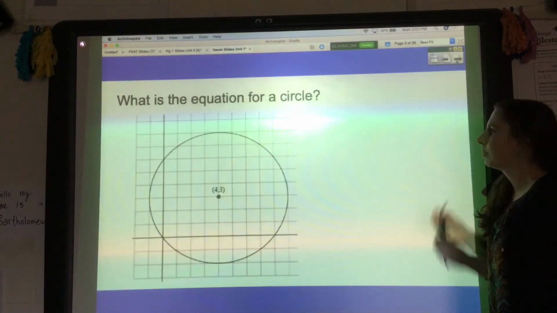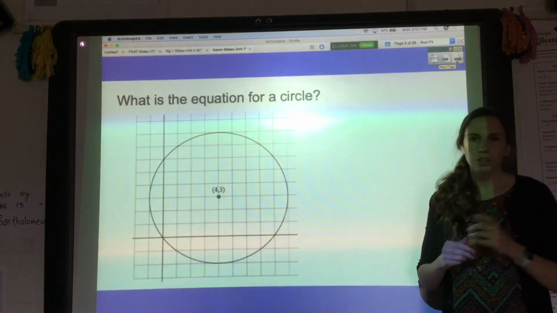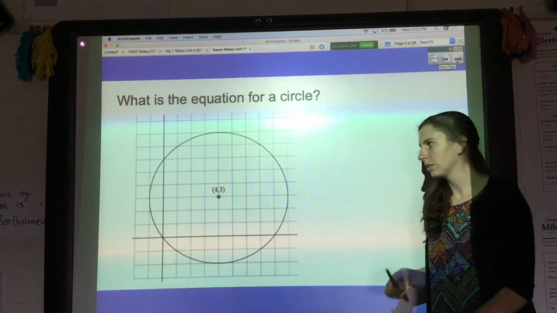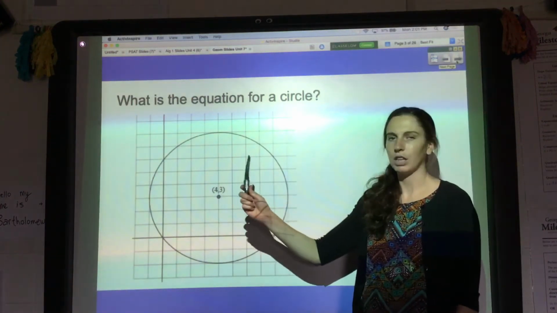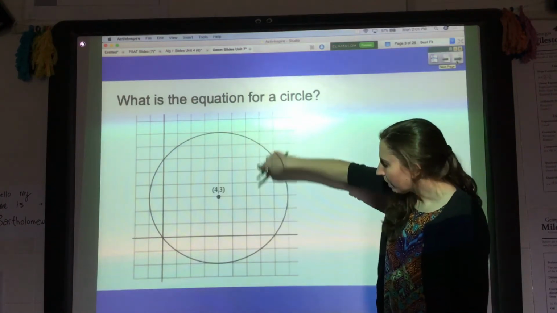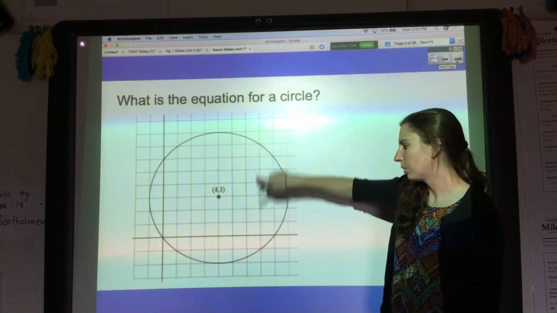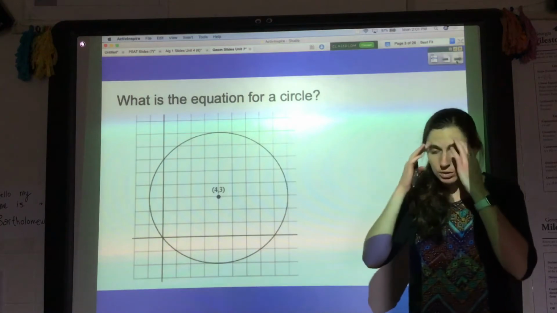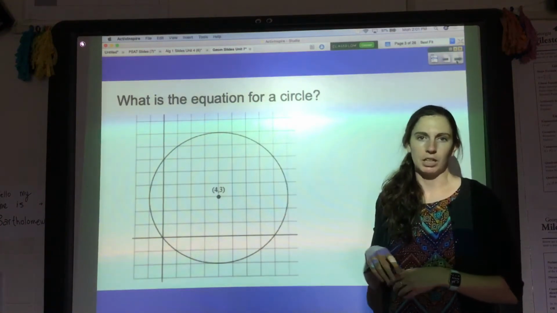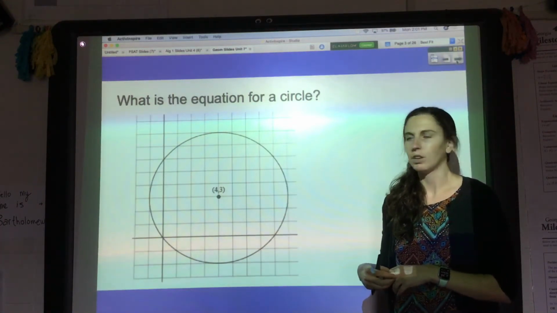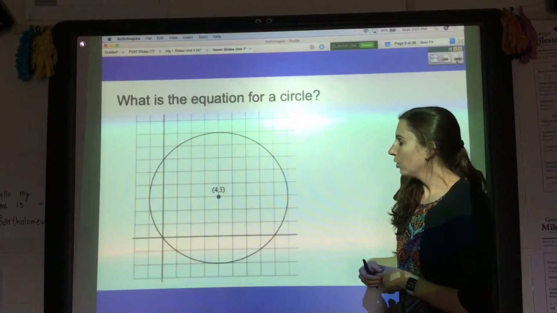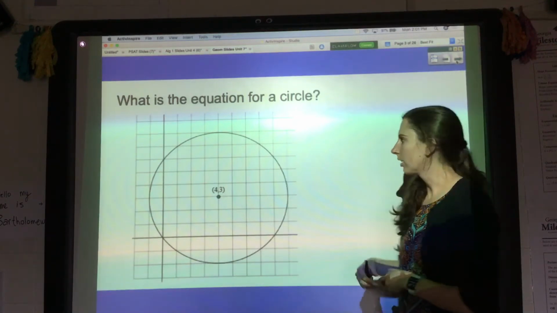So let's talk about circles. Circles are not functions because they don't pass the vertical line test. Like if you passed a vertical line through them, you'd hit multiple points at once. So they're not a function, but we can still come up with an equation for it, just not a function. So here's how that works.